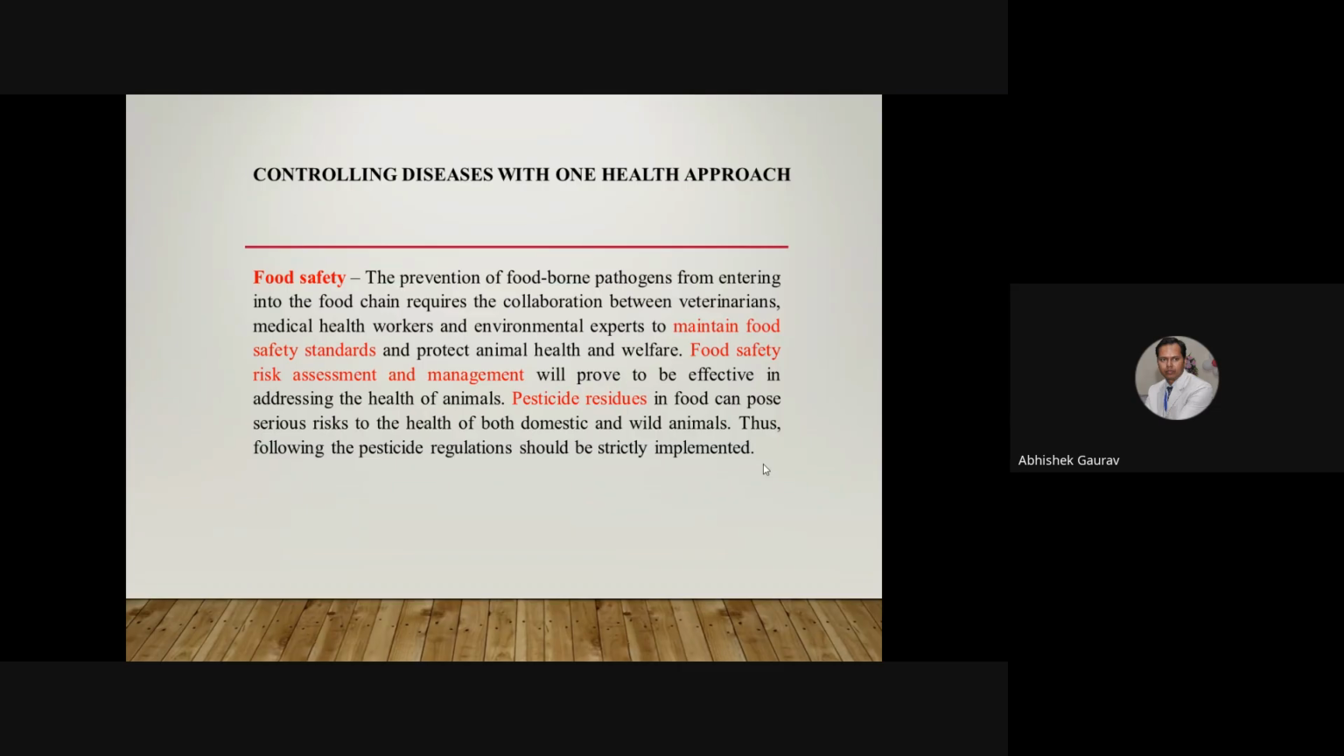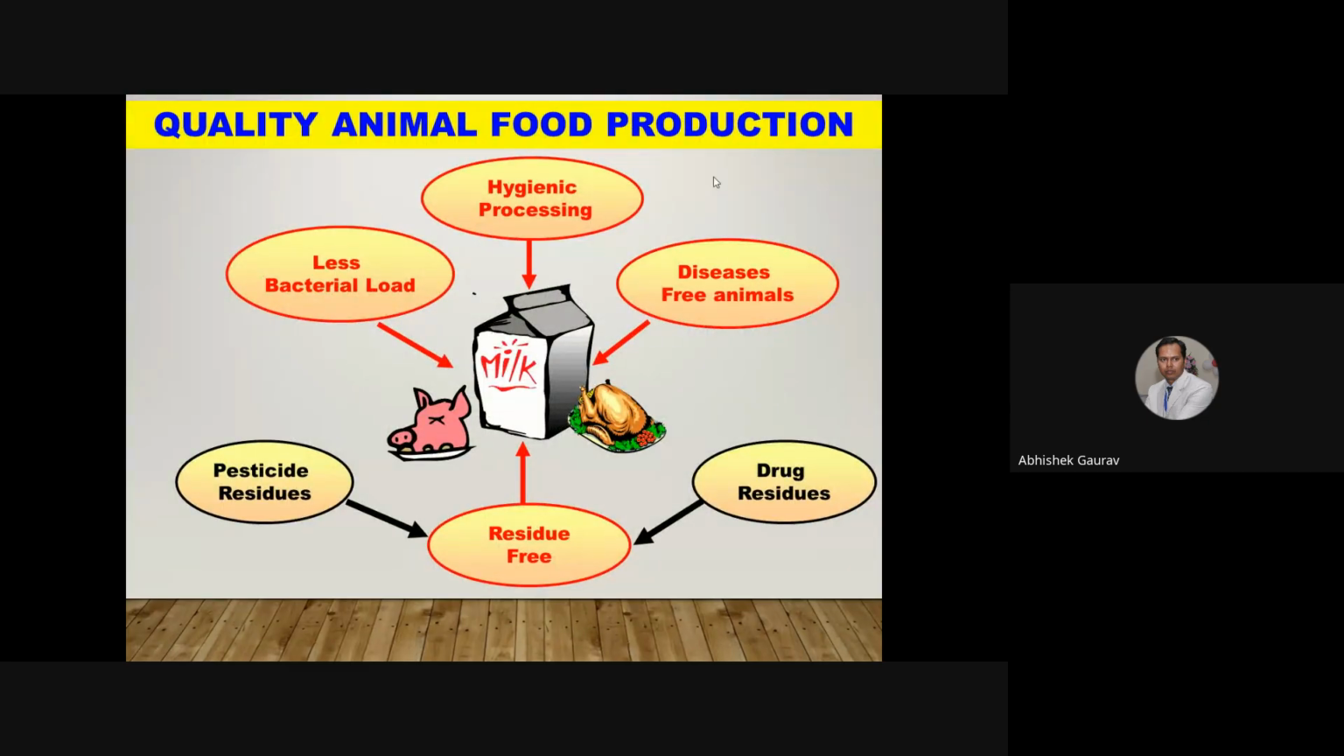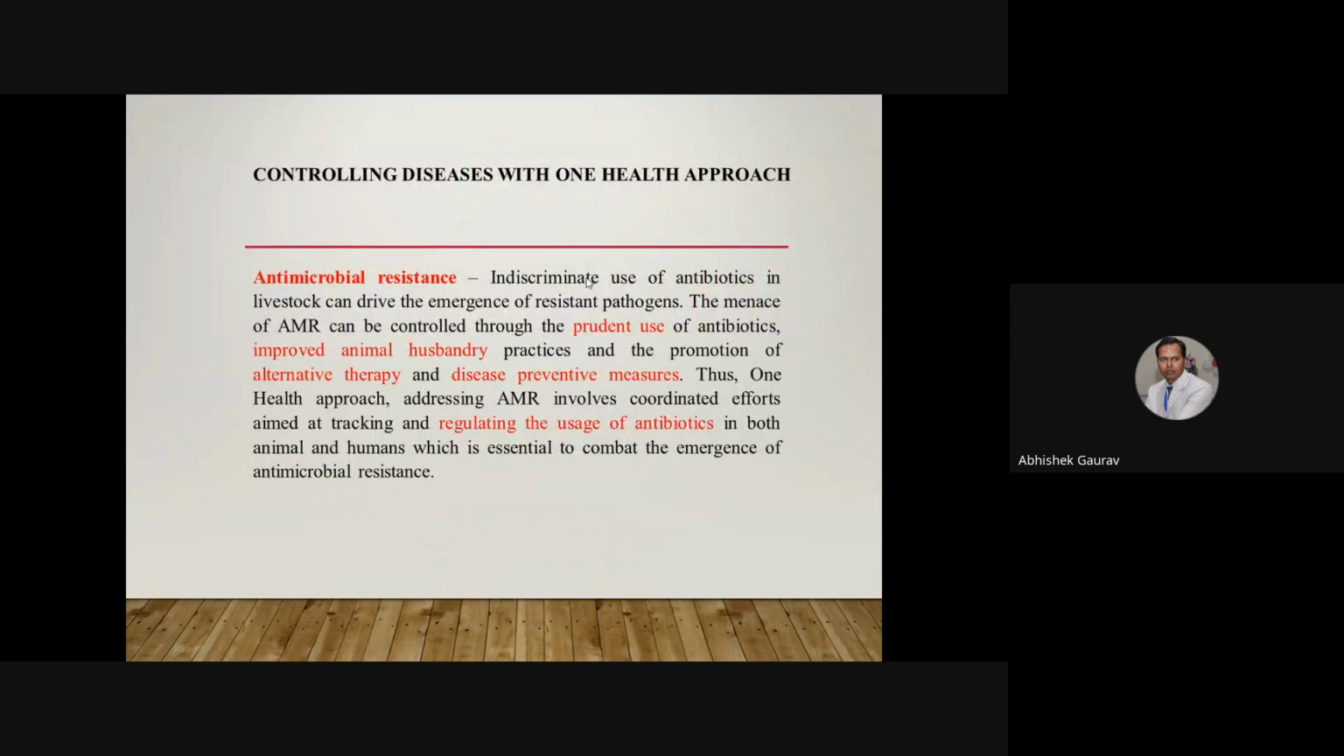We have to control all these things. And we have to prepare food in ways that prevent foodborne illnesses. That is the food safety: hygienic processing of the food coming from the disease-free animals, no antibiotic and no pesticide residues, and less bacterial load. And the last point is the AMR.